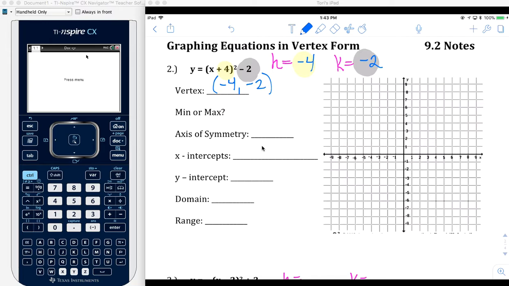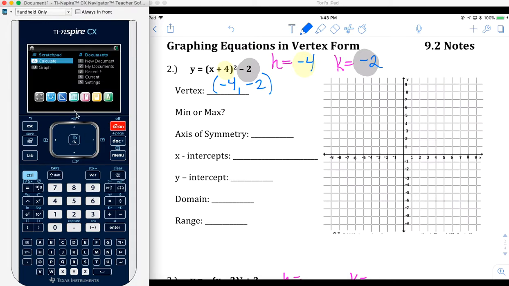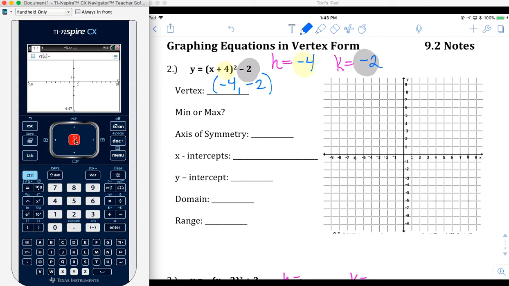Okay. If I go ahead and get that all situated in my calculator, give me just a second to catch up. We're going to type it in exactly how we see it. So parentheses, x plus 4, close parentheses. We're going to be squaring it and then subtracting 2. So again, type it in just like you see it. Now you'll notice that -4, -2 is my vertex.